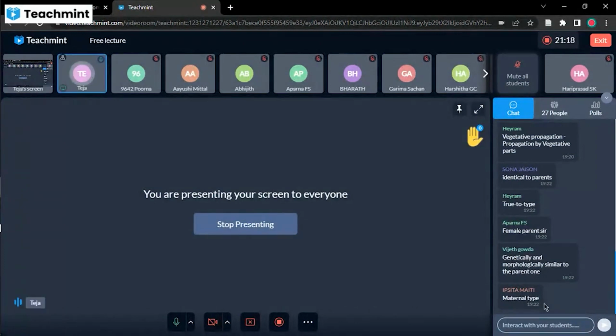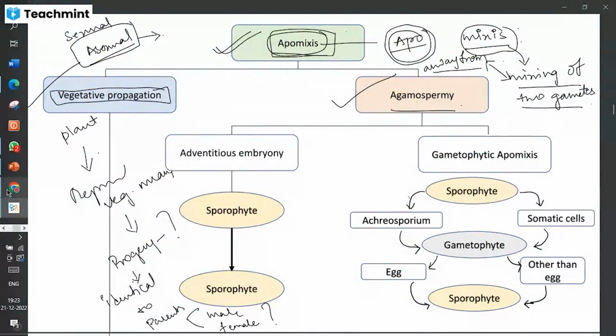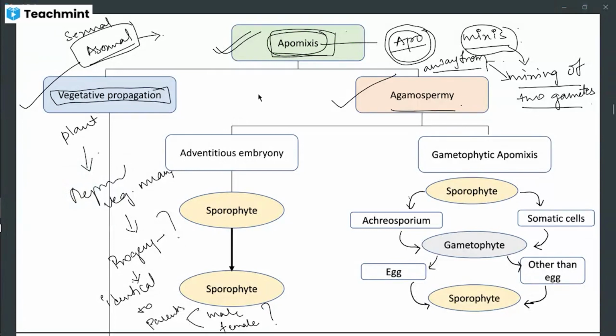You can just answer right in the chat box. Why only female parent? Why not male parent in case of vegetative reproduction? We are just discussing vegetative reproduction. People answered that plants reproduce through vegetative parts or vegetative means. Sir, in case of vegetative propagation, there is only one parent, right? There is no case of two parents. Sir, in case of vegetative propagation, the part of the plant or part of an organism reproduces its progeny. So there is need for only one parent, not two parents.